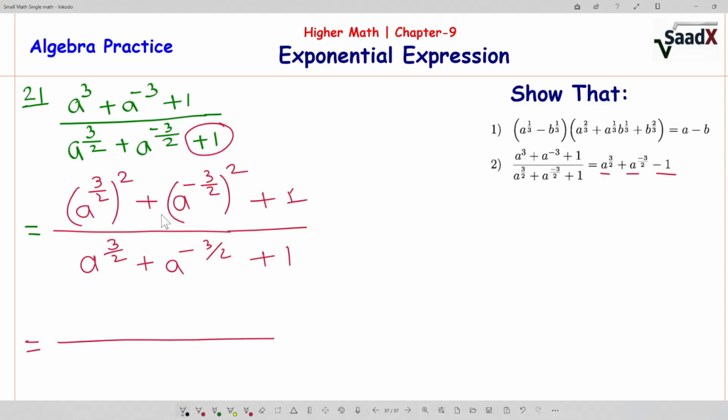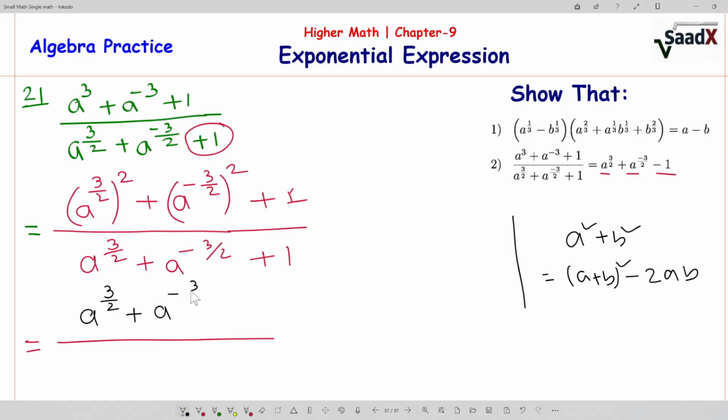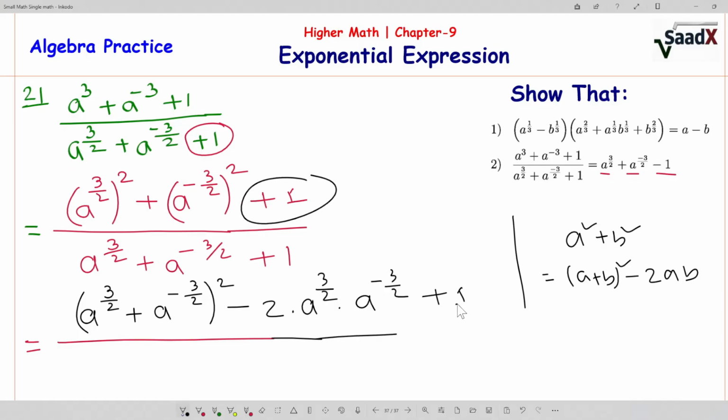It's looking like a square plus b square. We know a theory: a square plus b square means a plus b whole square minus 2ab. So we can do a similar thing. It means a plus b whole square, which is a to the power 3 by 2 plus a to the power minus 3 by 2 whole square, and then minus 2ab. A means a to the power 3 by 2 times b, b means a to the power minus 3 by 2. And here is plus 1. It will be unchanged. Right?